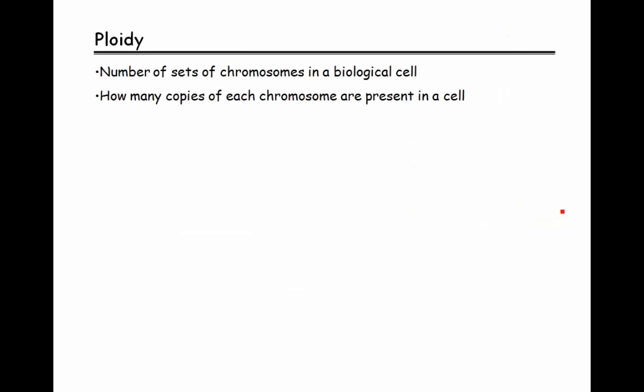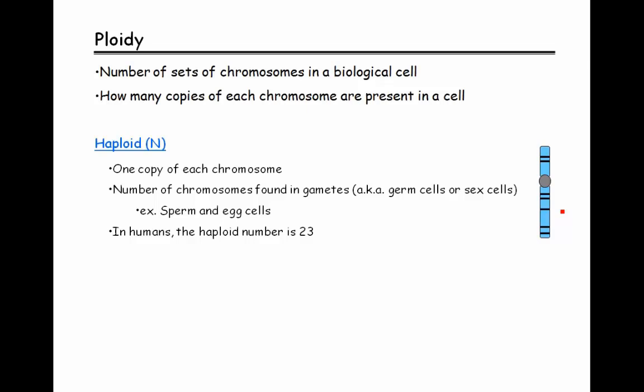Now, we also want to talk about what we call ploidy. Ploidy is the number of sets of chromosomes that are found in a biological cell. Or in other words, how many copies of each chromosome are contained in that cell. Now, it is possible to have one copy of a chromosome, and that's what we call the haploid condition. Haploid, it is one copy.